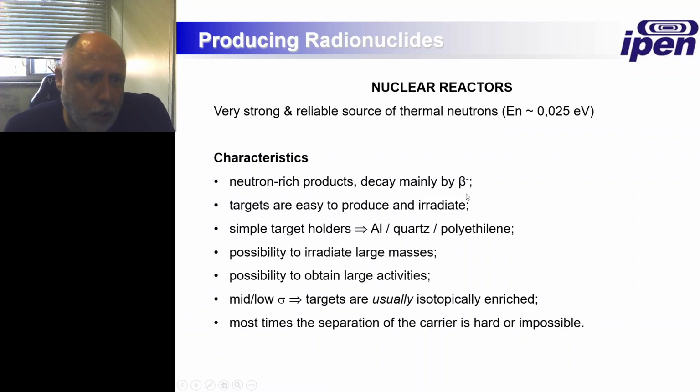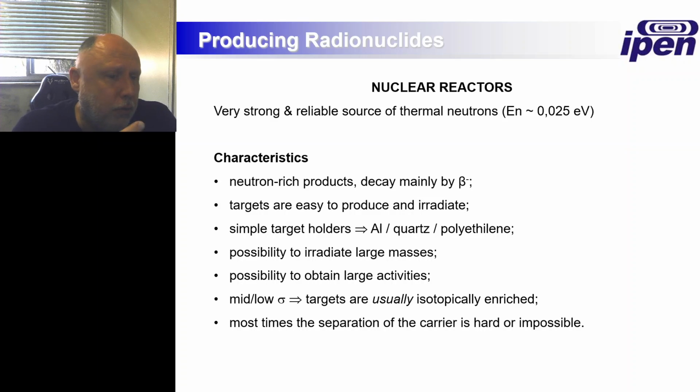So we usually produce neutron-rich products, because we're adding neutrons to things. And as I told you, neutrons interact in essence very weakly with matter. So your samples can be large because you will irradiate all of it at the same time. Even if it's a large sample, the neutron flux will be mostly homogeneous.